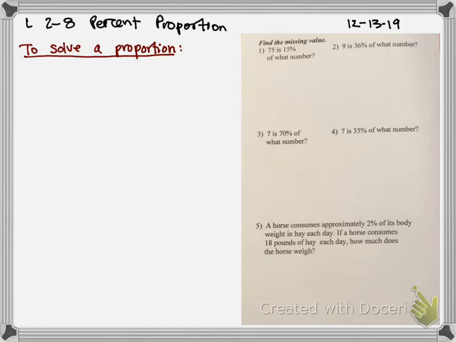And the key thing is we have to begin by understanding who is the part, who is the whole, and who is the percent. Okay? So we're going to identify the part. What number is the part? The whole. And then the percent.